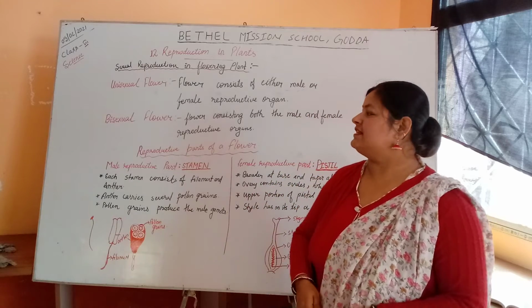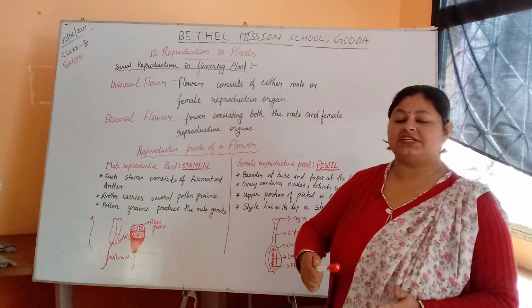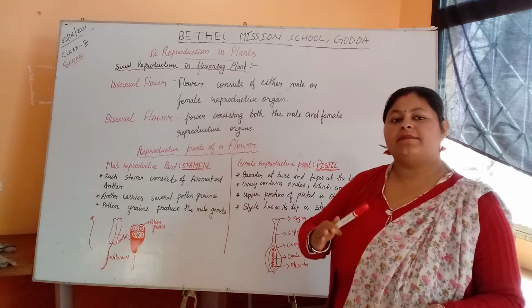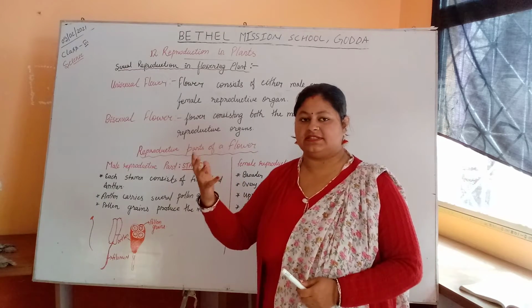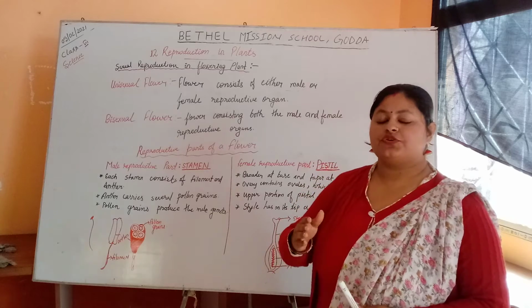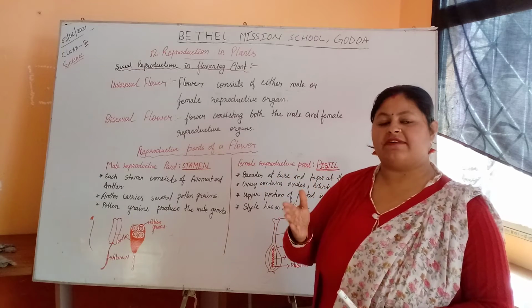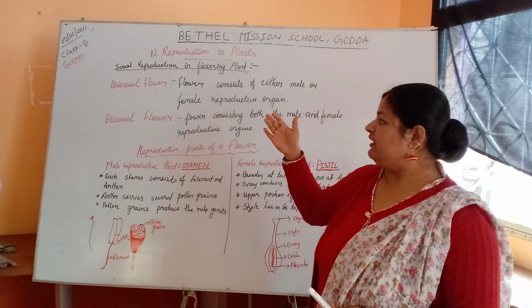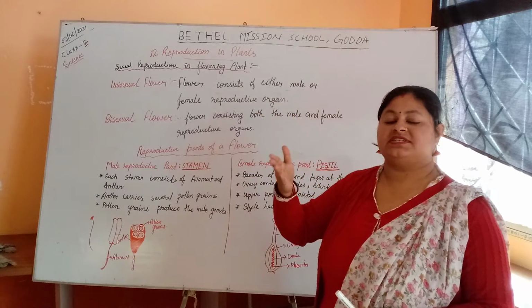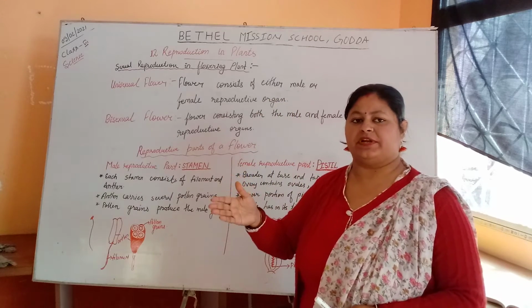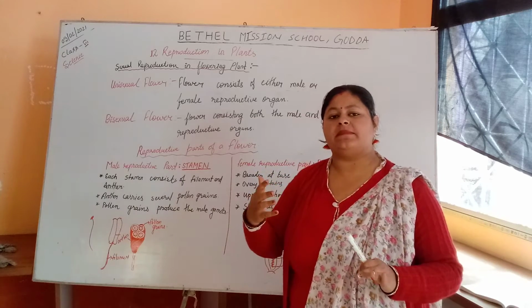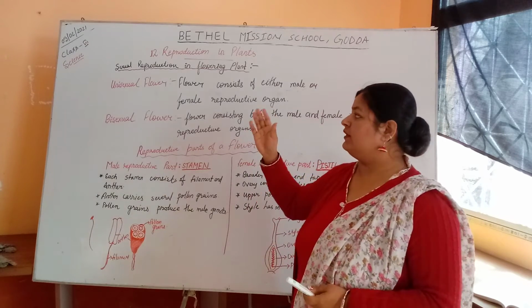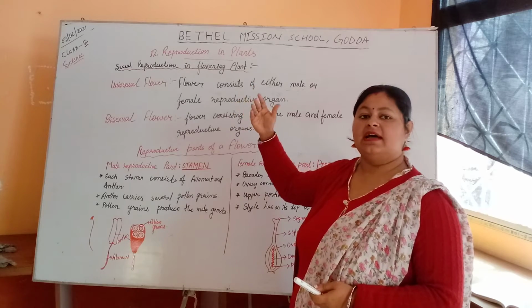In this very session we will learn something about reproduction in plants. How are the plants going for reproduction and how are they getting new young ones? Reproduction we have already discussed in our previous video. We already know there are two types of reproduction, sexual reproduction and asexual reproduction. In asexual reproduction, male gametes and female gametes are not required, but in sexual reproduction, gametes are required.